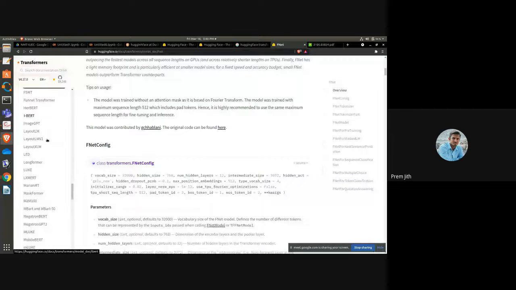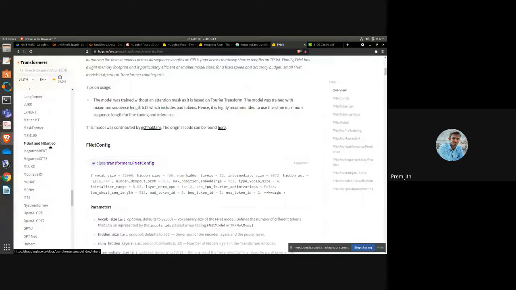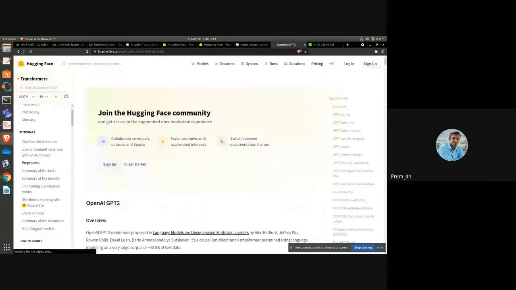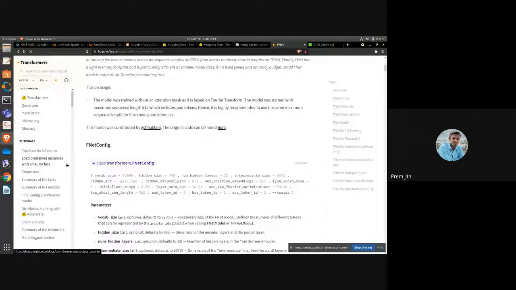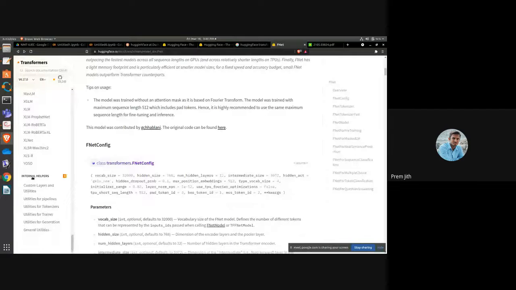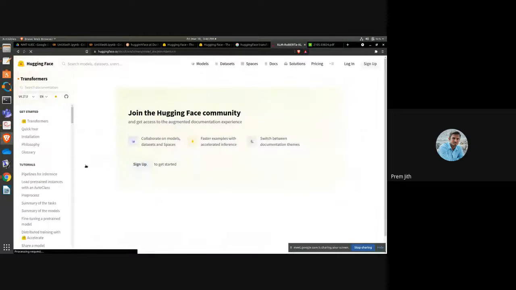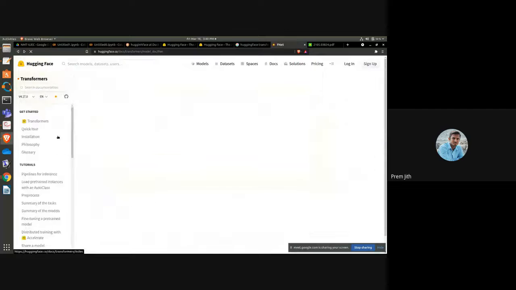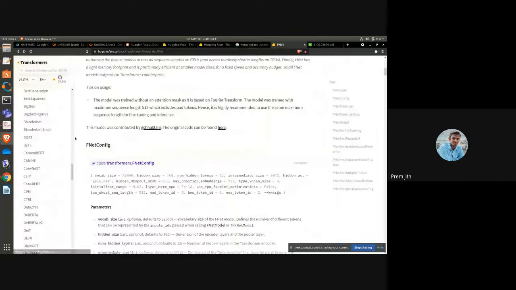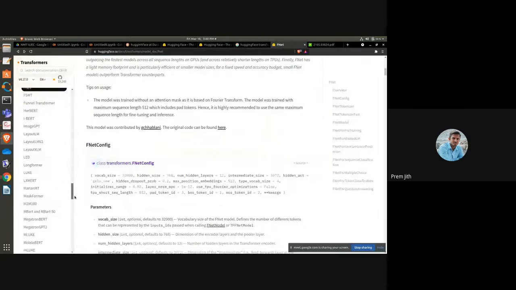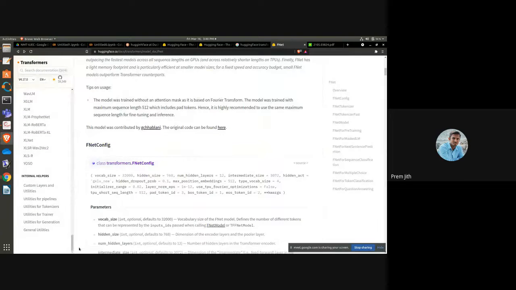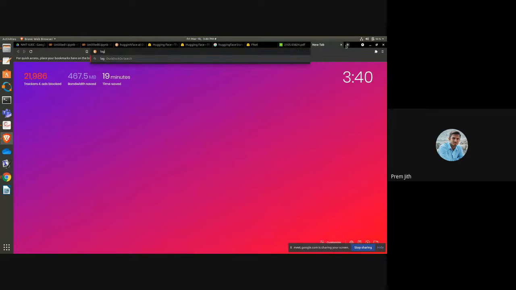Then a lot of other models are there. GPT-2 is one of the largest networks ever trained. GPT-3 is the largest network ever trained by human beings. Here we have YOLO, XLNet, XLM, RoBERTa, Transformer-XL, again some of the biggest networks. You can find a lot of applications, I mean pre-trained models, for many languages.